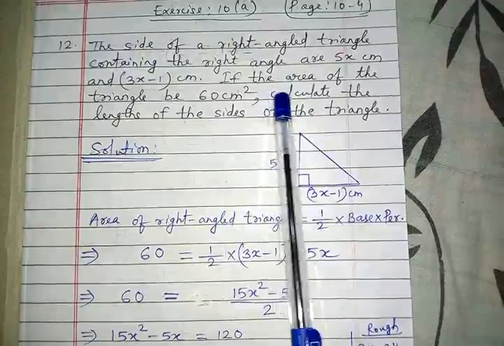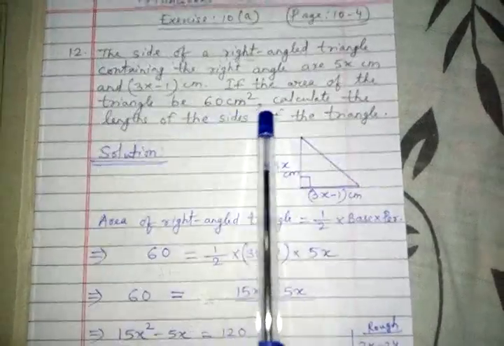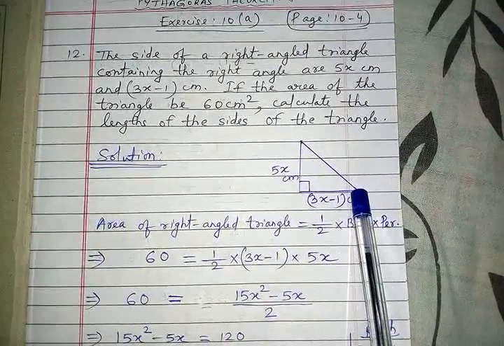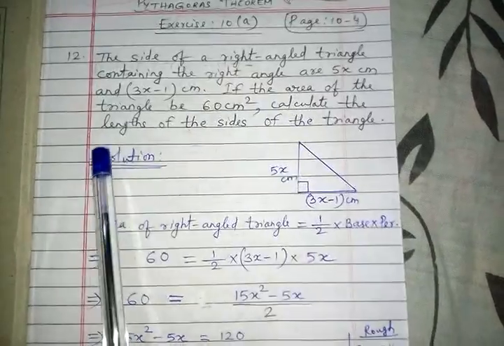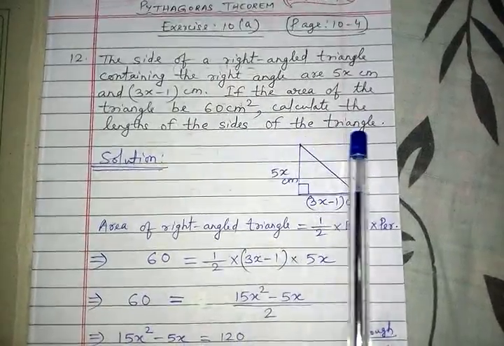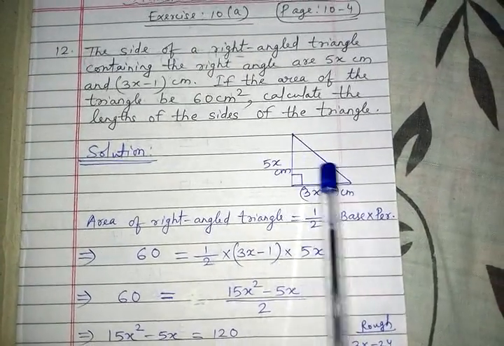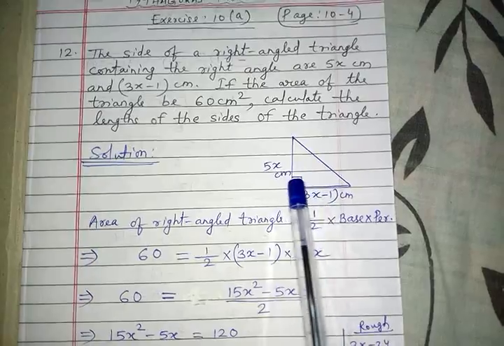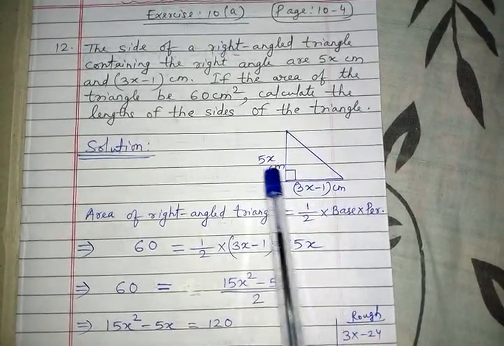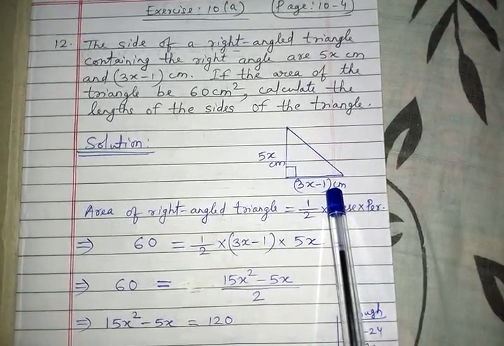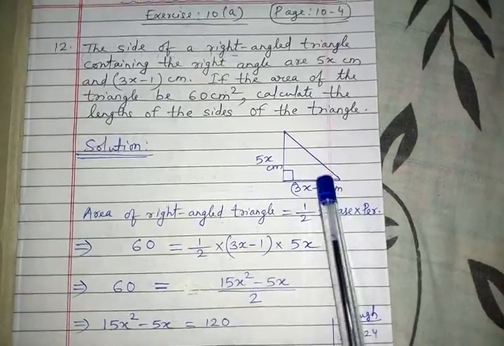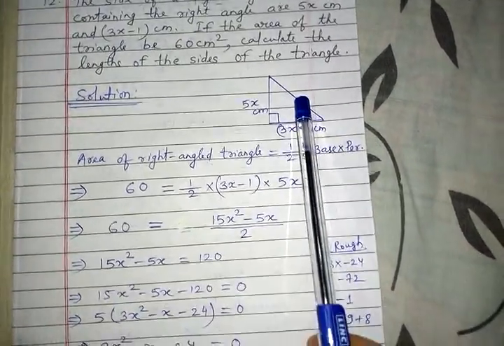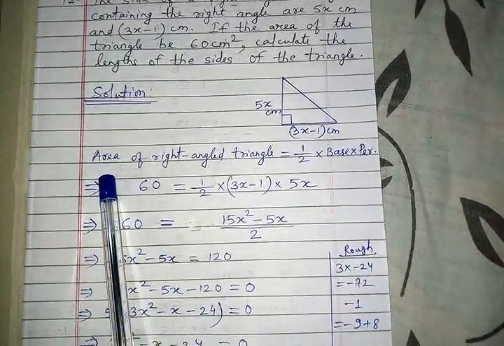Now the area of the triangle is 60 centimeter square. You have to calculate the length of all three sides of the triangle. These two are given in the variable x, but we should find the original value. And after finding these two, we have to find the hypotenuse also. So let us begin. Solution.